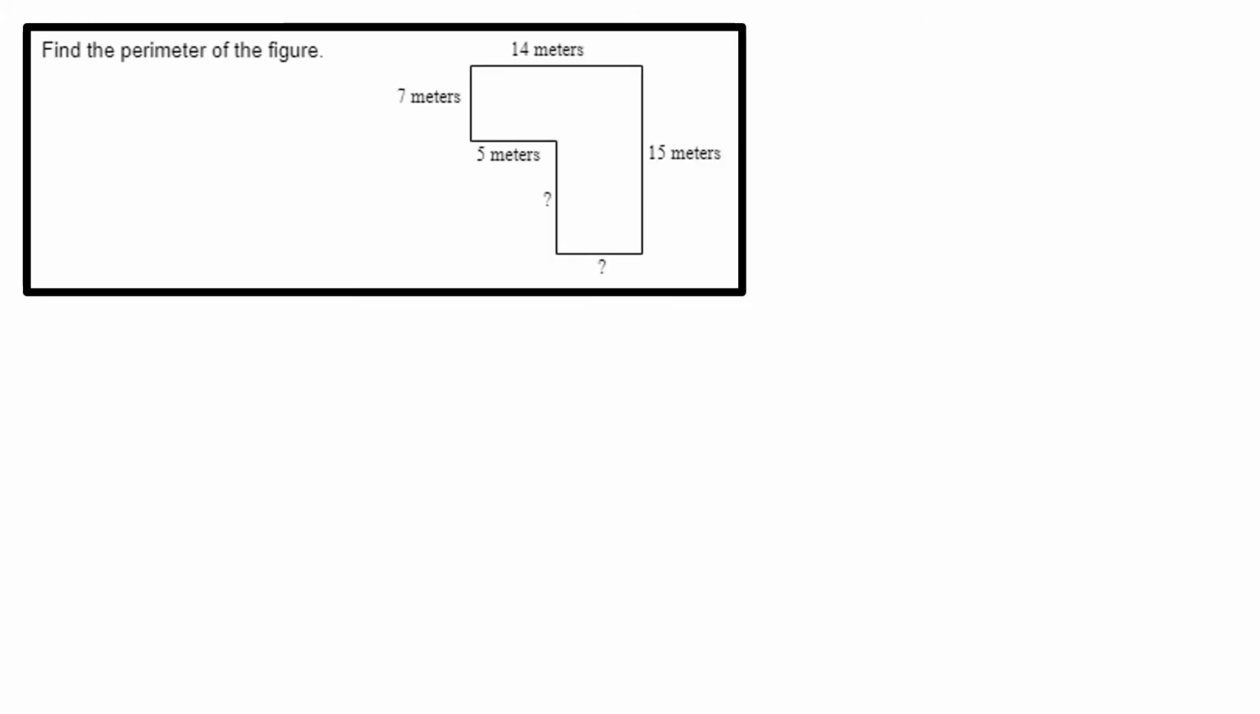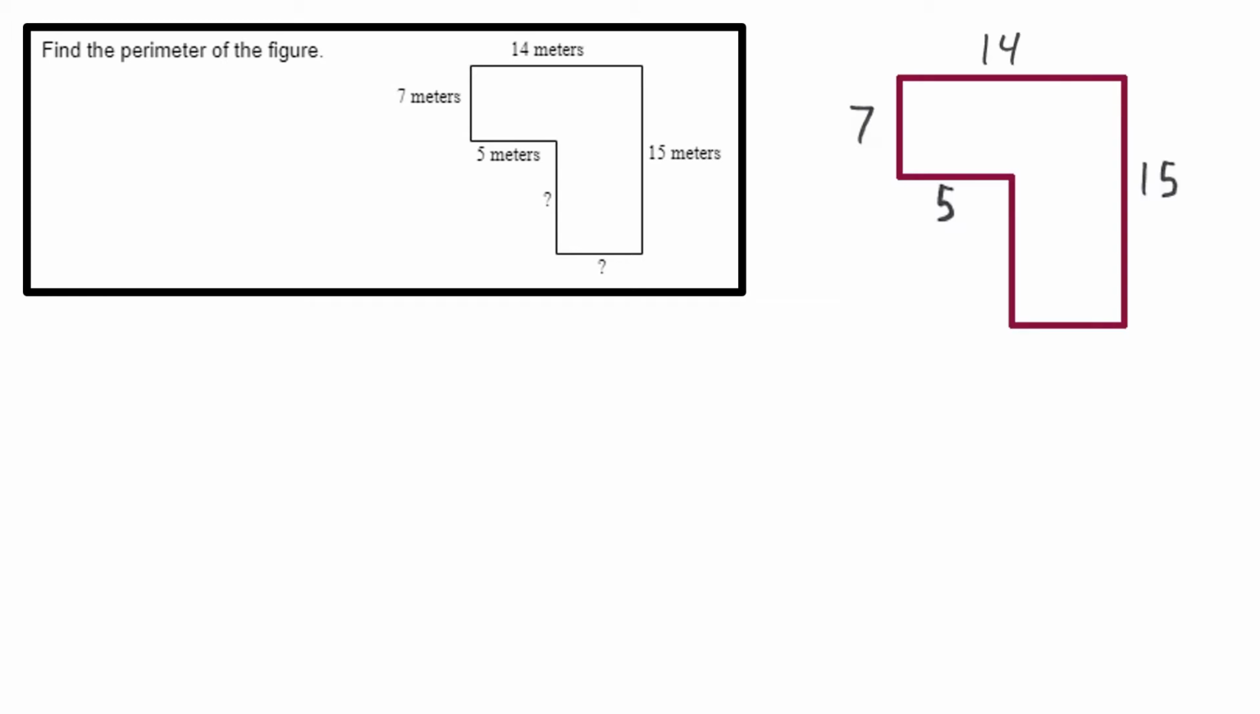Find the perimeter of the figure. I've recopied the figure here without units, just for simplicity. And to find the perimeter, we need to add up not only the four sides, but we'll have to add in the two unknown sides, which means we need to find them.